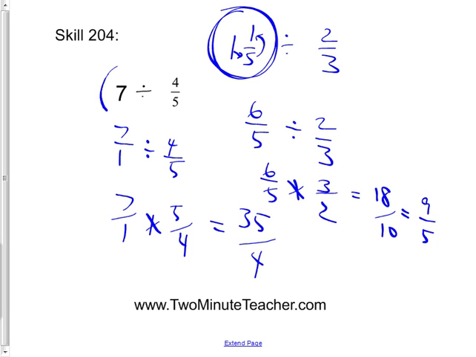Always start with the number that isn't a fraction, make it into a fraction, and then drop it down and make it into a multiplication problem after you flip the second fraction. All right, that's all there is to that one.